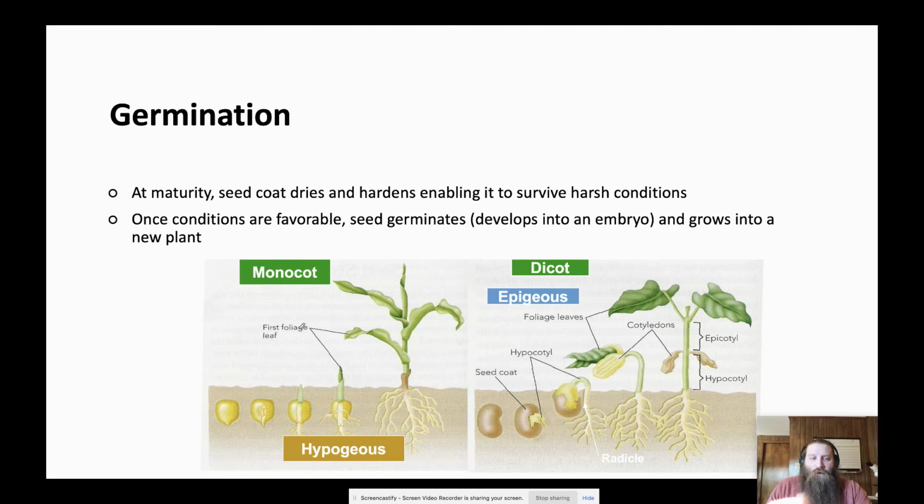It's a little bit different in monocots and dicots as far as the number of cotyledons that are present and where the first leaf is going to come out and that kind of thing. But as long as you familiarize yourself with these two images, you'll be fine. Notice 1 versus 2, all right? That's a big giveaway there.